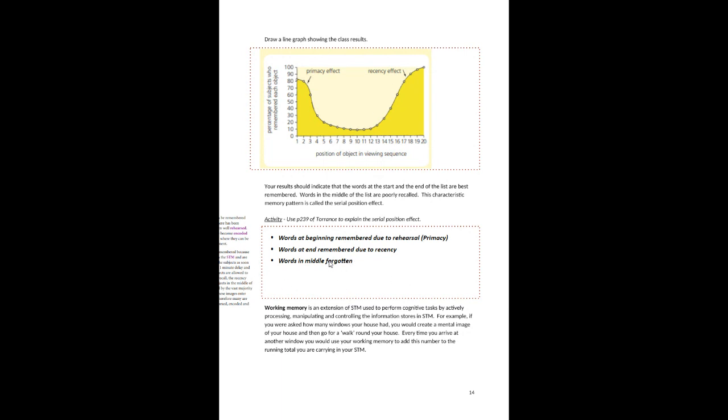So words at the start are remembered well through rehearsal, words at the end are remembered because they're recent, and words in the middle are quite often forgotten. We have a working memory, which is a kind of extension of our short-term memory, which allows us to perform simple tasks like processing, manipulating, controlling information. When you read a sentence or a word, you're not actively trying to remember it as you read through it. But by the time you get to the end of the sentence, you can usually remember, maybe not the words in that sentence, but the overall meaning. This is part of your working memory.